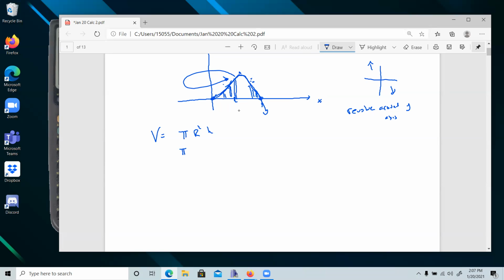Outside minus inside. So let's remember where this comes from. Let me go back one little thing. Our volume is equal to pi r squared h, and this we'll call the outside, or the right-handed one, minus pi r squared h, and this is the inner h. So outside volume minus inside volume.